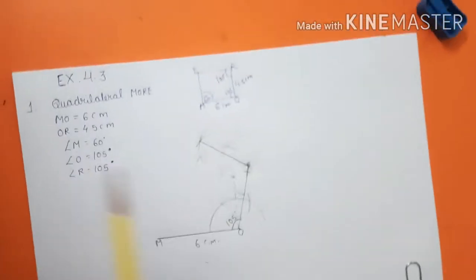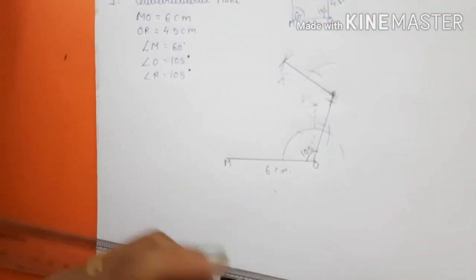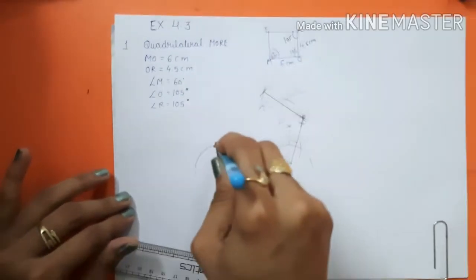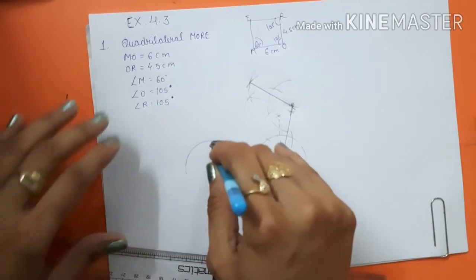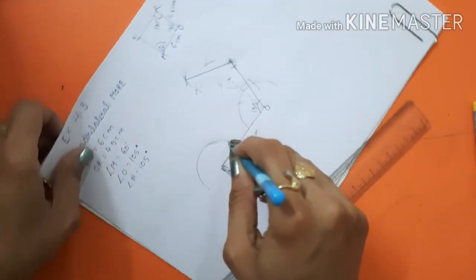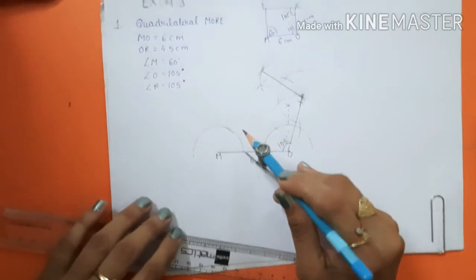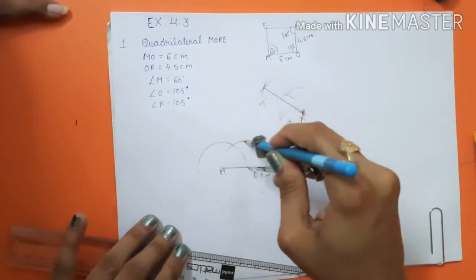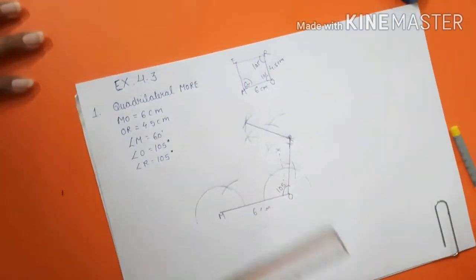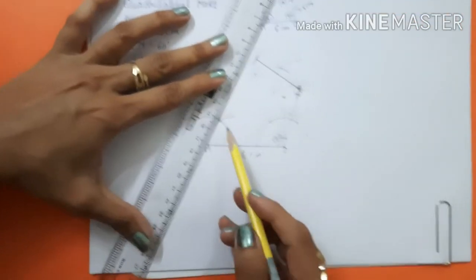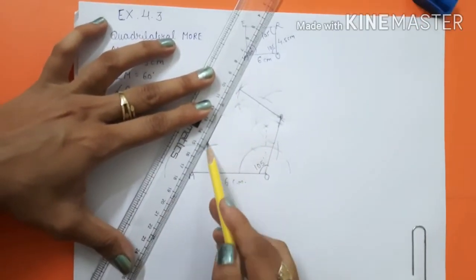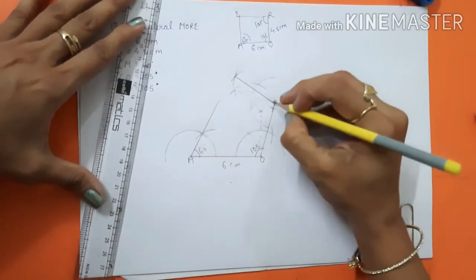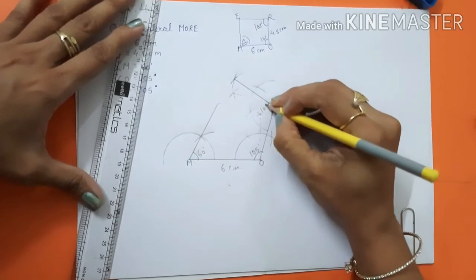Now angle M is 60 degree. So we'll keep compass here, draw one semicircle. This first arc will be 60 degree. This is 60 degree. So we can join this. This is a 60 degree. This we have made 105 degree.